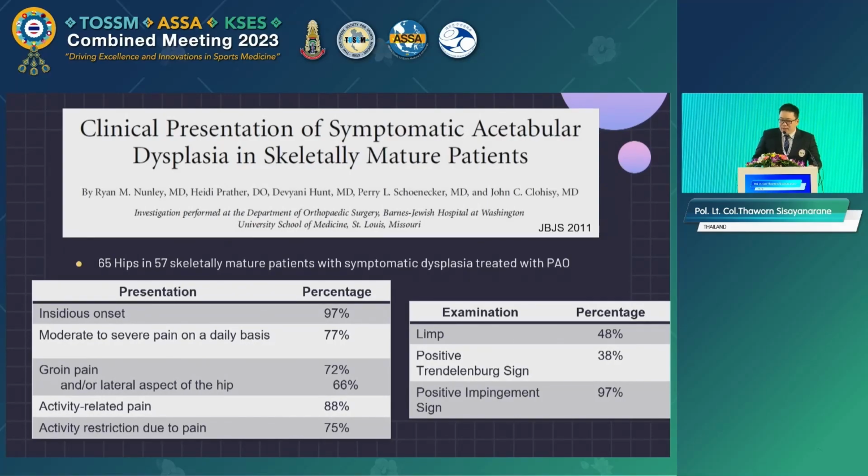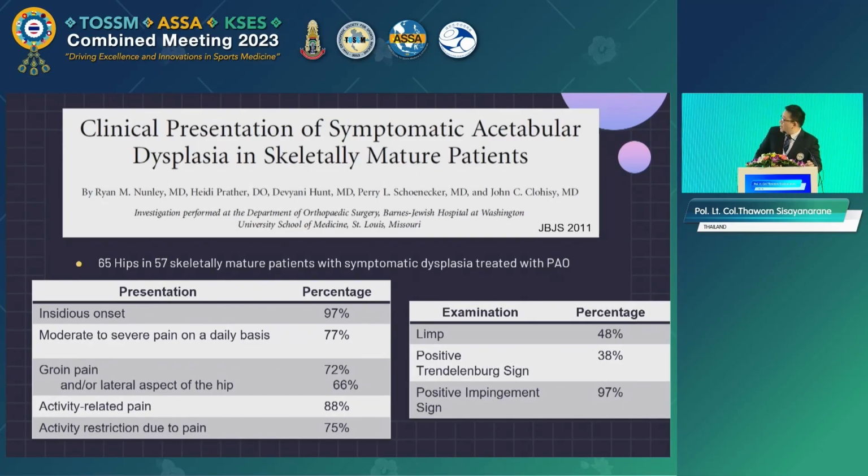Okay, the literature in 2011 reported on patients who underwent periacetabular osteotomy due to dysplastic hip, which supports that evidence. In the clinical presentation, more than 97% have insidious onset, and they will have moderate to severe pain on activities of daily living, almost always groin pain, and maybe lateral hip pain.